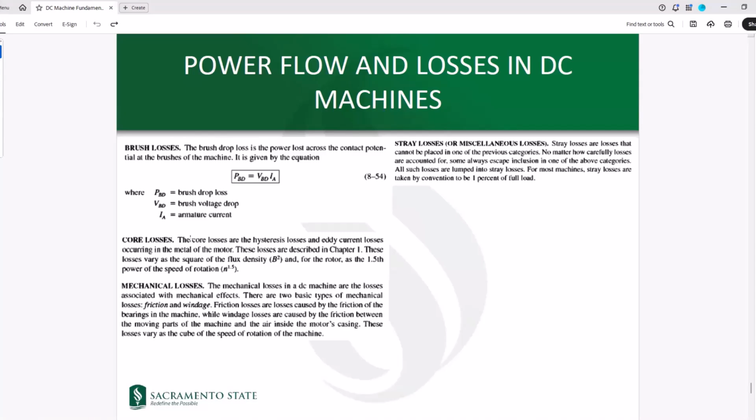We have core losses. The core losses in the machine are in the form of hysteresis and eddy current. These losses have been described in chapter 1 of the book as well, and we discussed that also in our notes briefly at the beginning of the course.